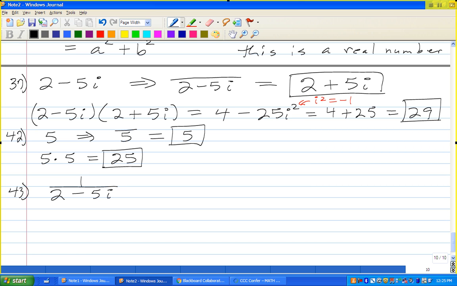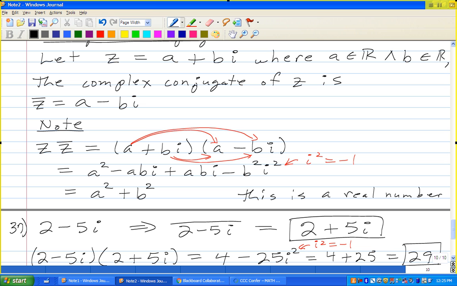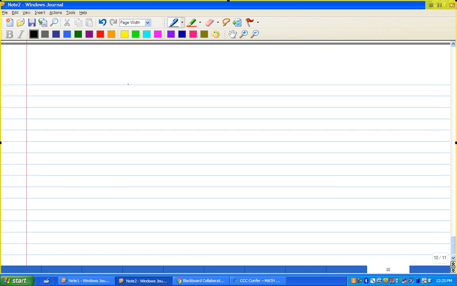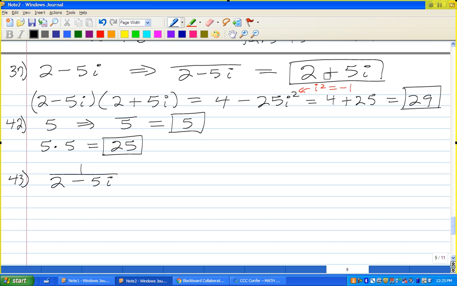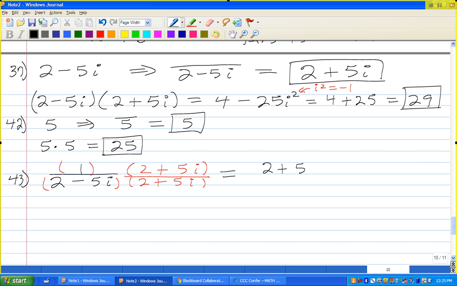And so to get rid of the i in the denominator, let's multiply and divide by the complex conjugate. Because we noted above, the way to get rid of the i was just to multiply by the complex conjugate. So let's multiply by the complex conjugate of the denominator, which actually is right here. The complex conjugate is 2 plus 5i. So let's multiply by 2 plus 5i and divide by 2 plus 5i. Well, 1 times 2 plus 5i is certainly 2 plus 5i.